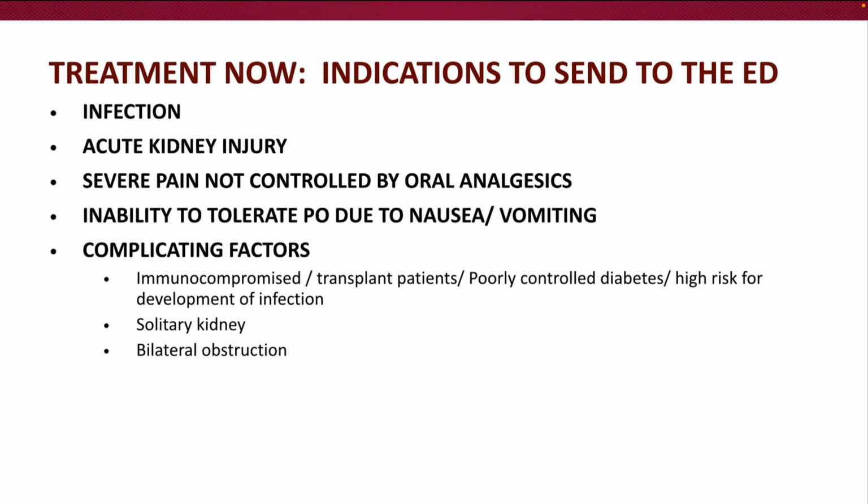Or any complicating factors, such as immunocompromised patients, transplant patients, someone with really poorly controlled diabetes, anyone who's really high risk for development of infection in the setting of obstruction, you may want to monitor in the hospital for 24 hours at least. A solitary kidney is a relative one: if it's a really small stone and they're really reliable and they're not infected, maybe you could let them stay outpatient, but most of the time you're going to be watching them in-house. And anyone with bilateral obstruction, because they could go into renal failure.